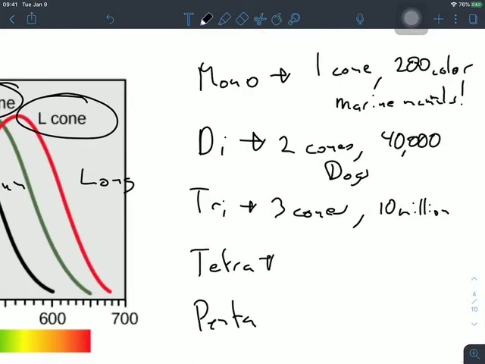Now, tetrachromatic vision means that you have 4 different cones, and there are humans, rarely, that have tetrachromacy. However, a lot of reptiles, amphibians, birds, and insects see with 4 different types of cone cells. With 4 different types of cone cells, you're able to detect 100 million different colors. And I'll take a moment here to explain how this is possible in humans.